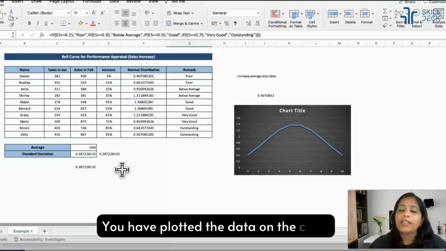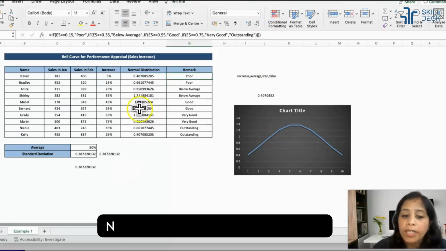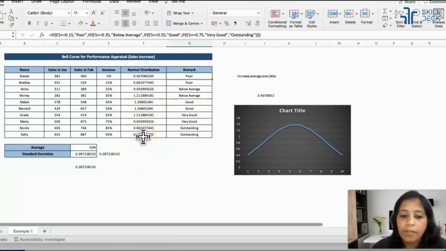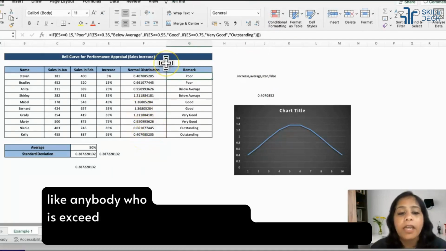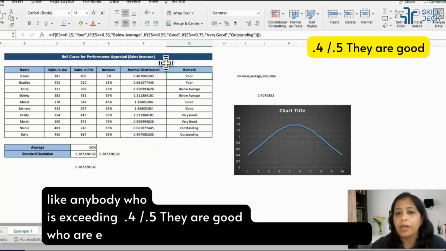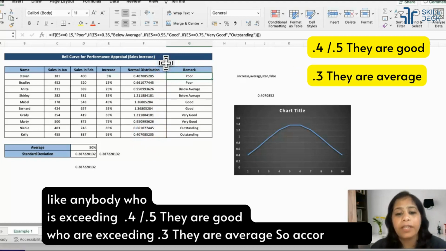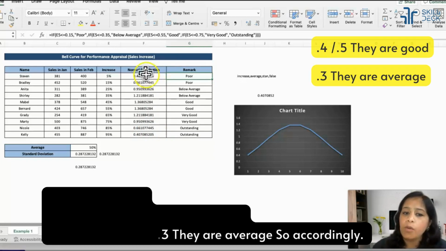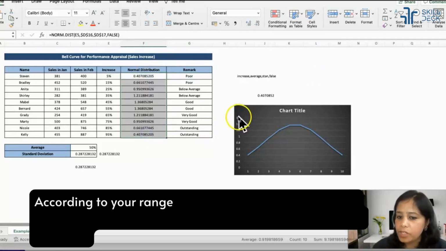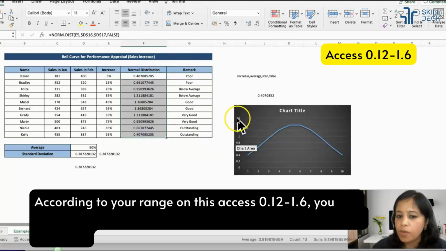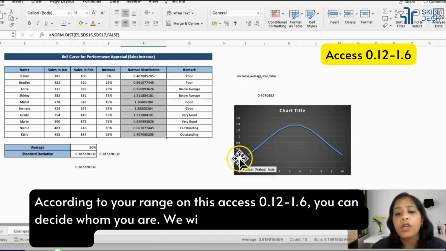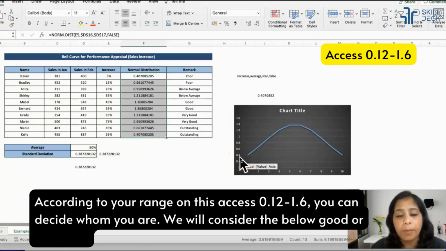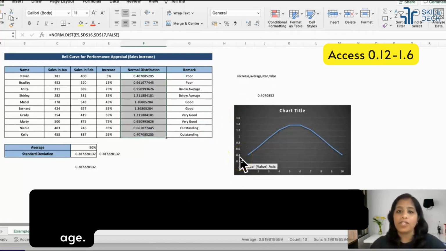Once you have plotted the data on the chart, you can give your scores yourself, like anybody who is exceeding 0.4, 0.5, they are good, who are exceeding 0.3, they are average. So accordingly, according to your range on this axis, 0.1 to 1.6, you can decide whom you will consider below, good or average.